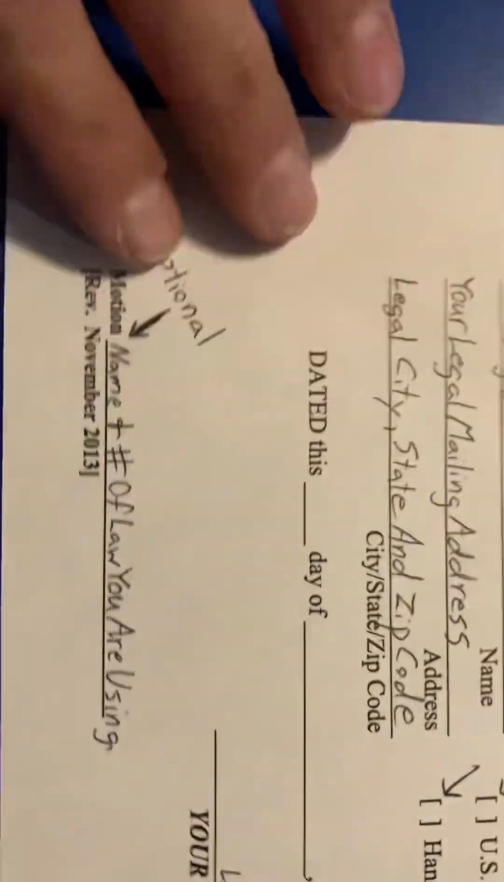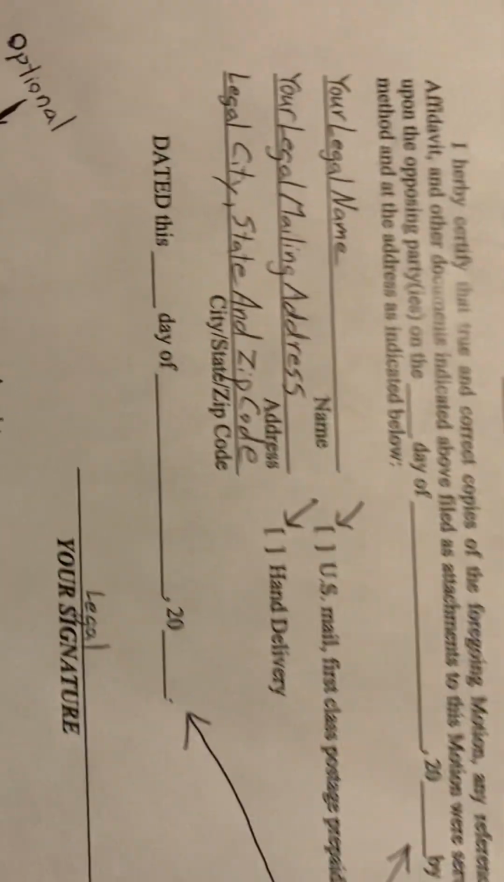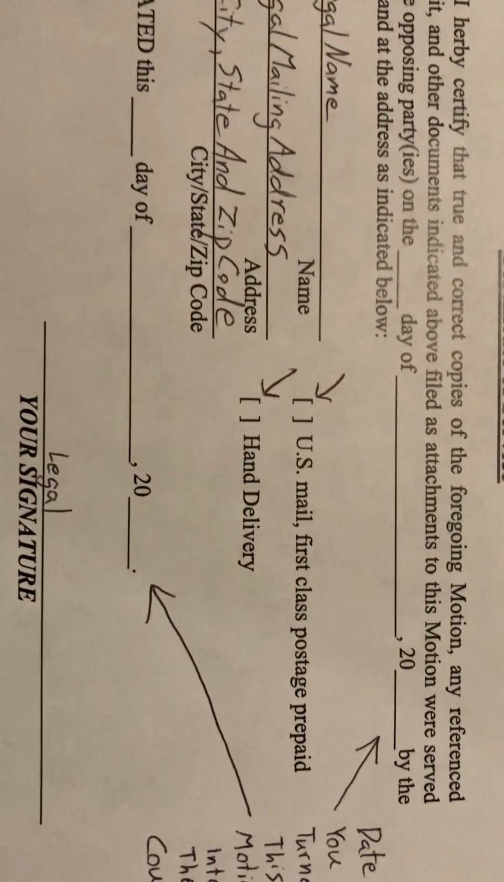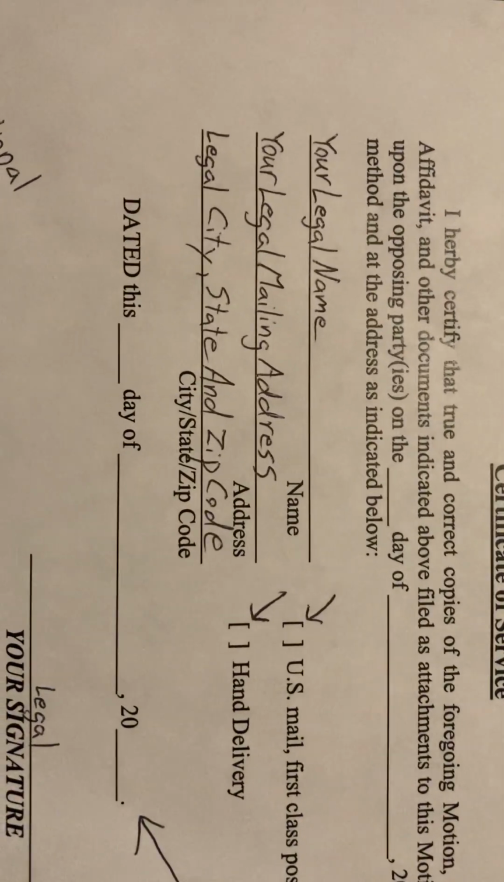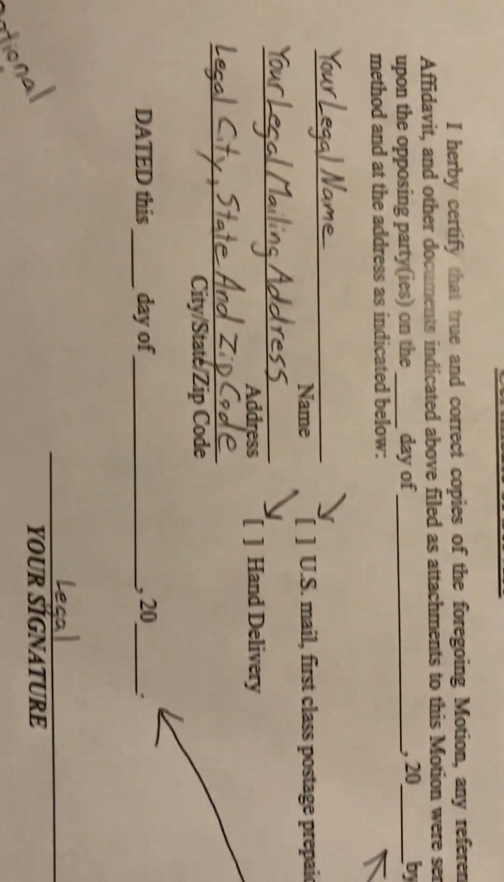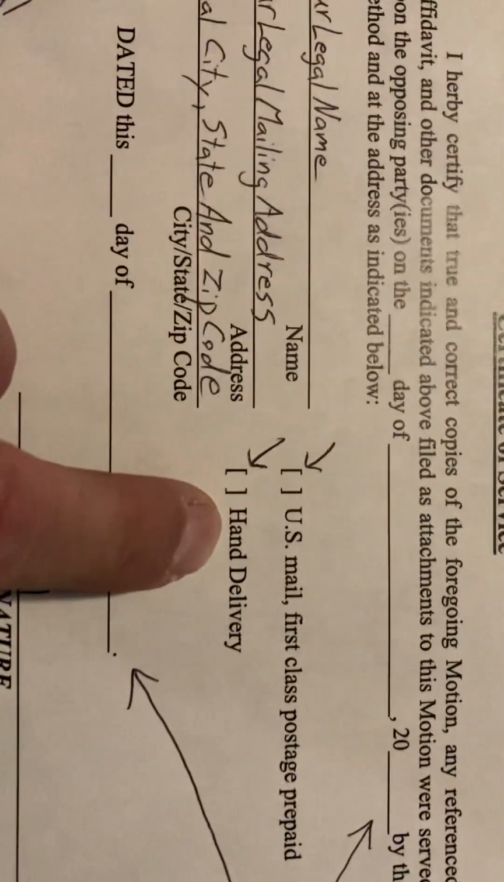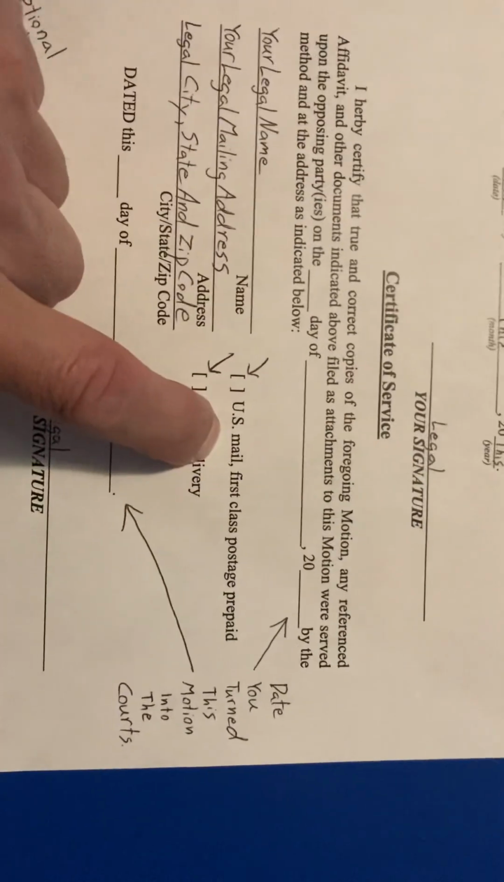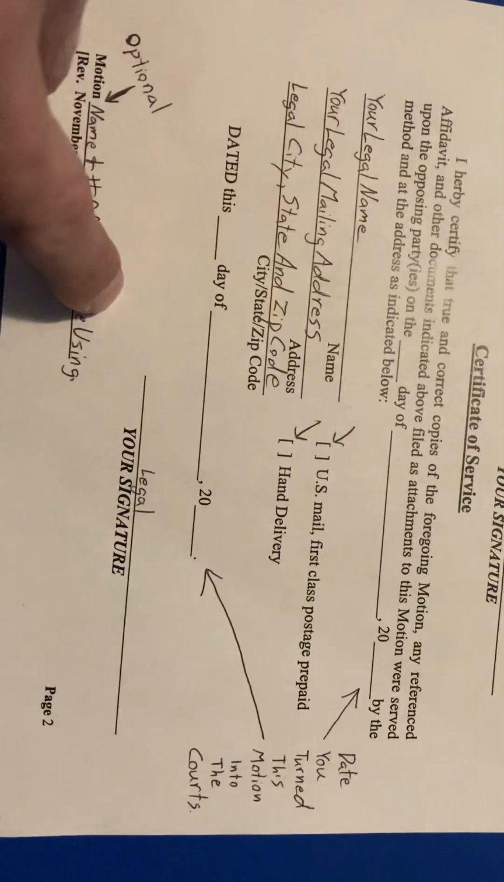Then you have your signature. Let's go over to the right here. Again, this part is optional: name of the law that you're using. You need your legal name at the bottom. Again, right here, the date you turn this motion into the courts for both of those dates right there. Then you have your legal name, your legal mailing address, city, state, zip. And then however you're doing this, if you're going to hand it into the court, put the date that you handed it in. If you're going to mail it in, even if you're in the same city, actually put it for 2 to 3 days out. So if you're mailing it out on the 3rd, put the date on here as like the 5th or maybe even the 6th.